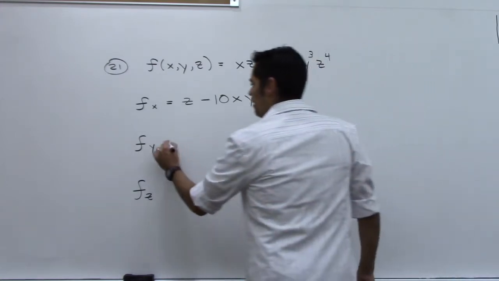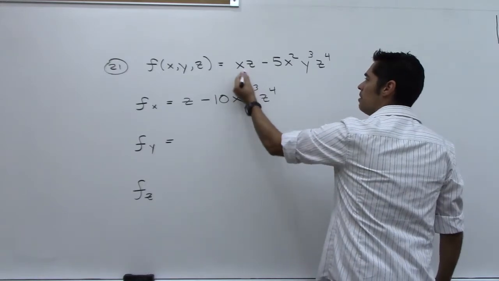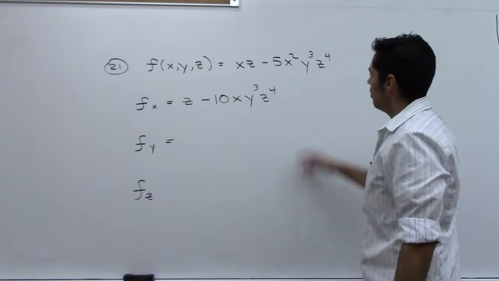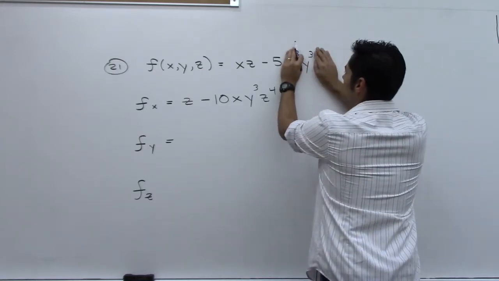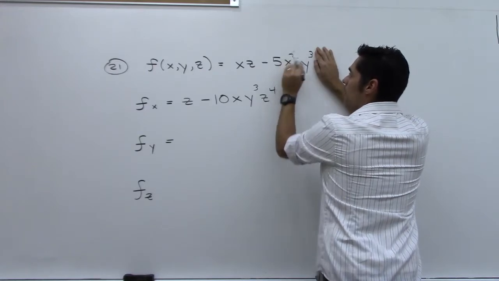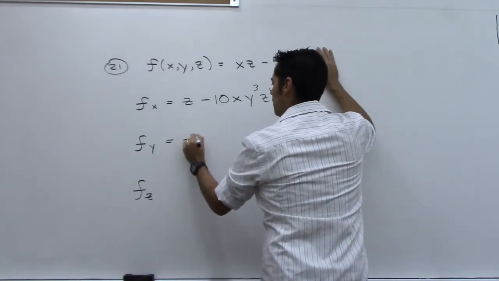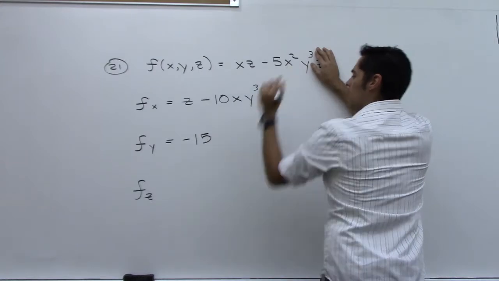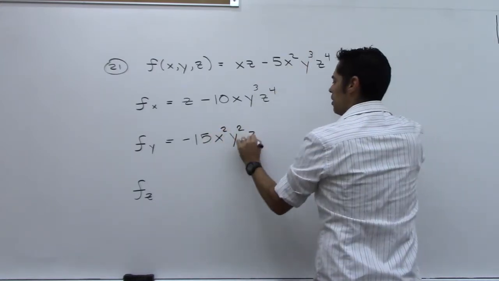Partial with respect to y. So we treat x and z like constants. These are both constants, which means that's a constant, derivative of constant 0. We're treating this one and this one like they're constants, so I'm going to cover those up. Derivative of y cubed is 3y squared. The 3 comes out and hits that, becomes negative 15. So I'm going to have negative 15, and then this is going to become y squared, but we had x squared there, y squared, and then that one didn't change either, z to the 4th.